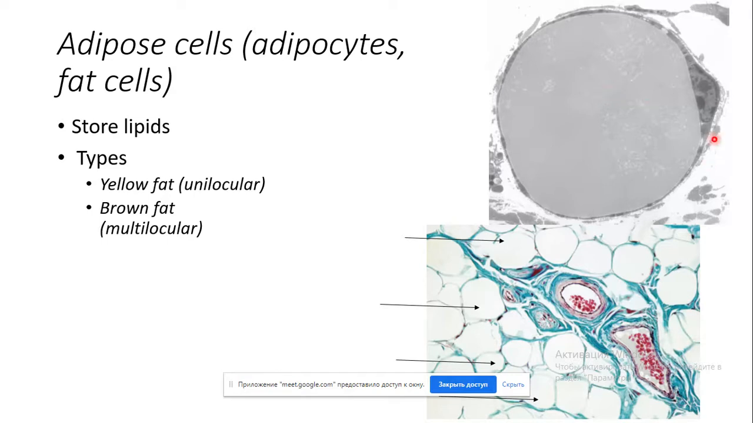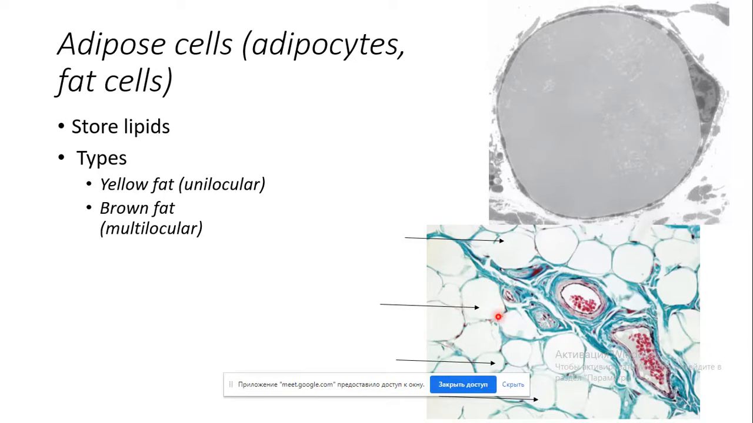And what is the essence of this cell? It possesses a nucleus and very thin cytoplasm, and instead of the rest of the cytoplasm, we have just a droplet of fat, which is located inside. And in a real histological view, we can see it like this.